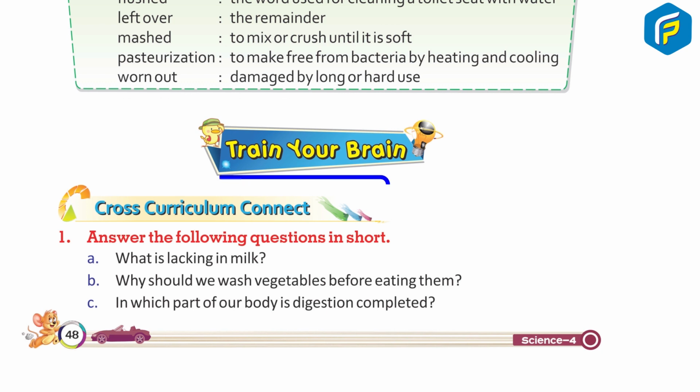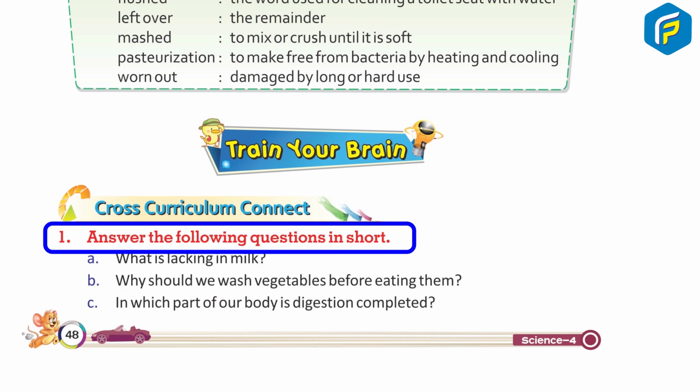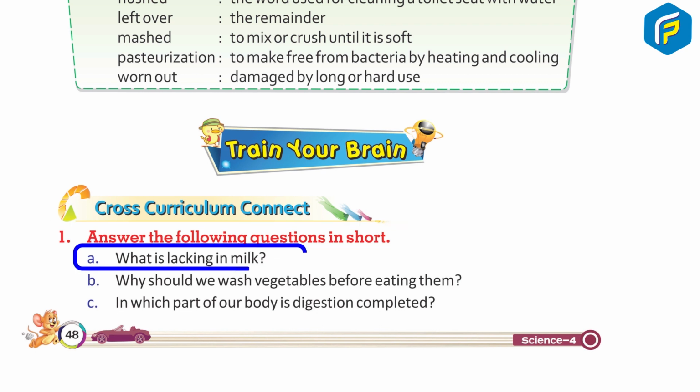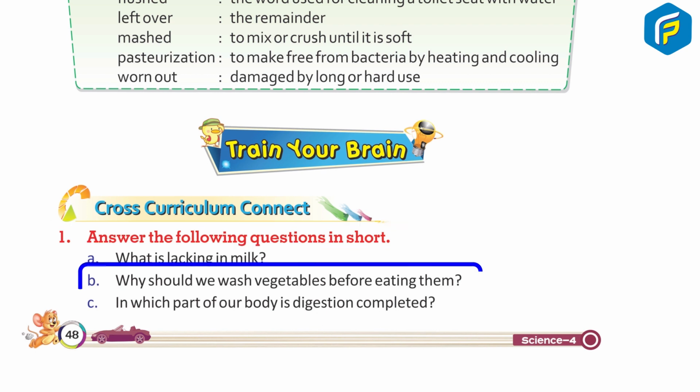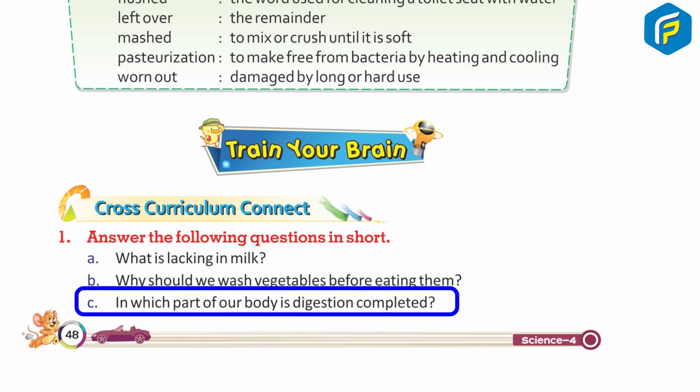Train your brain. Cross Curriculum Connect. 1. Answer the following questions in short. A. What is lacking for milk? B. Why should we wash vegetables before eating them? C. In which part of our body is digestion completed?